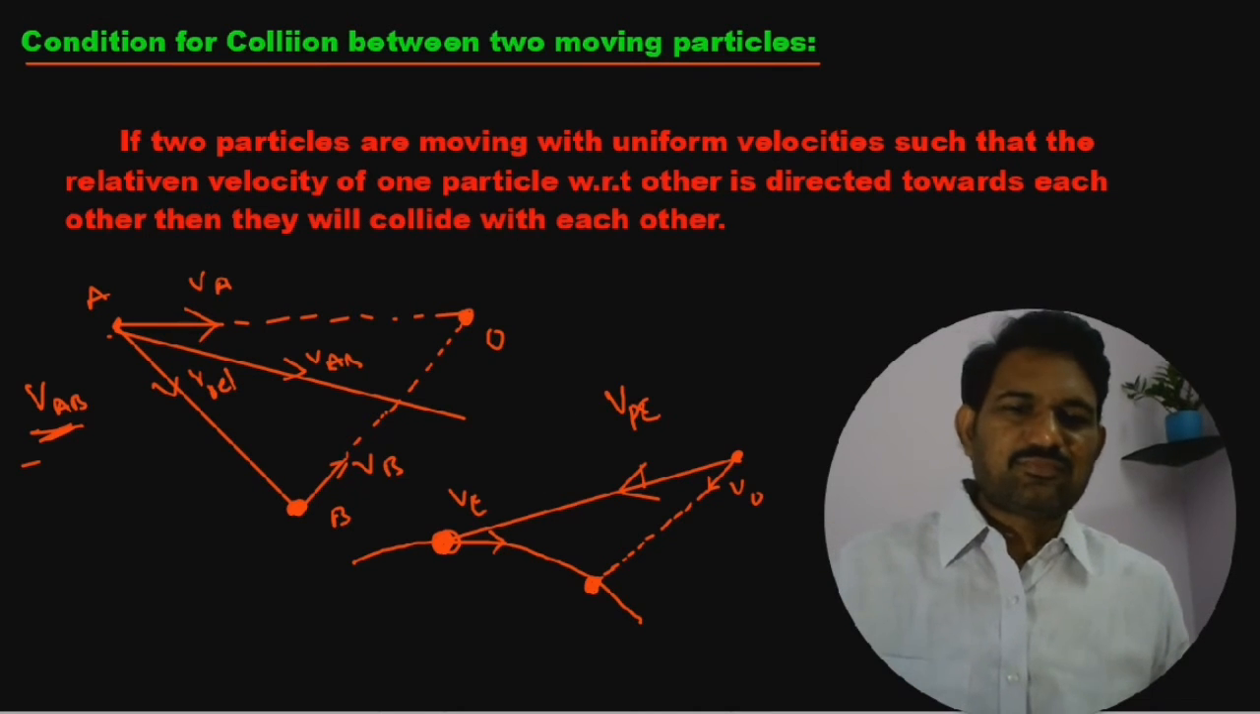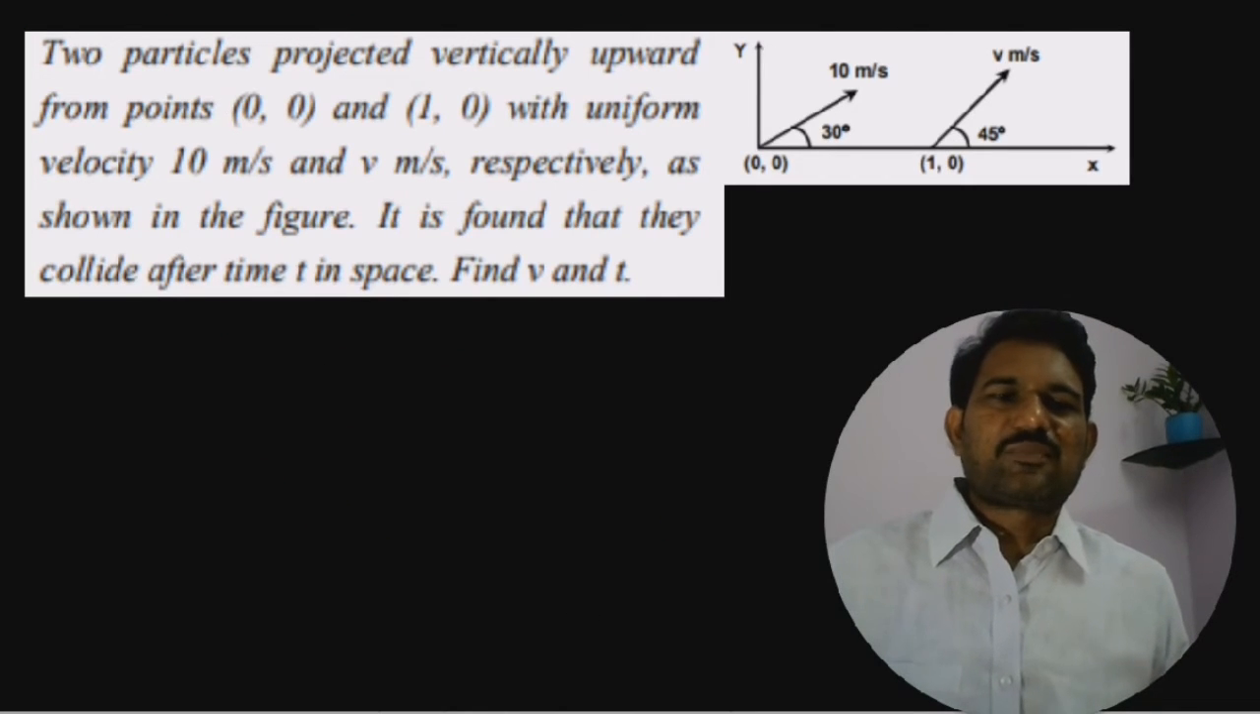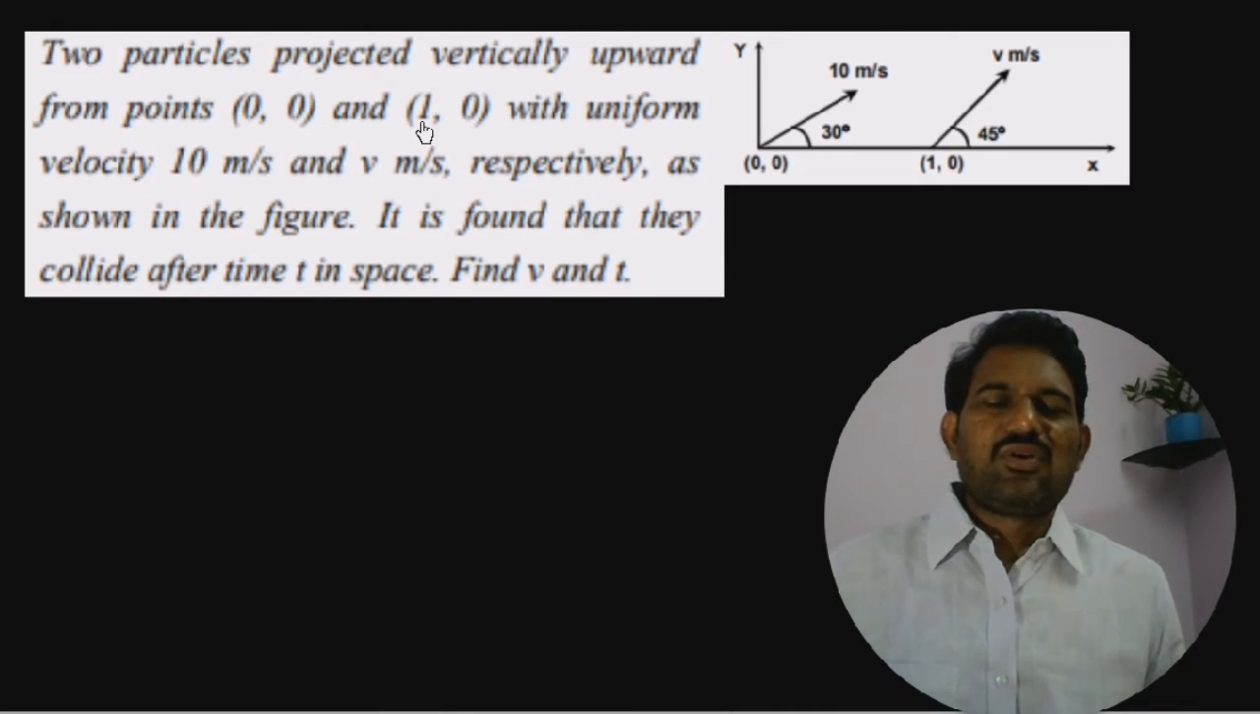So let us see one numerical based on this. Let us see this problem here. Two particles are projected from the points 0 comma 0 and 1 comma 1, with velocities 10 meter per second and V meter per second respectively, as shown in the figure. It is found that they collide after some time t in the space. Find the V and t values.